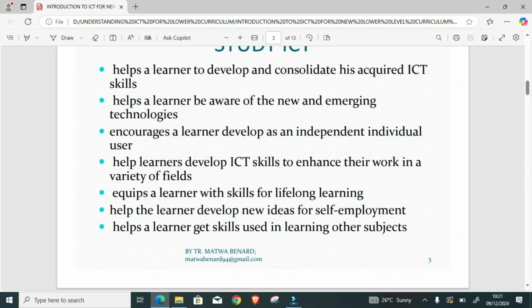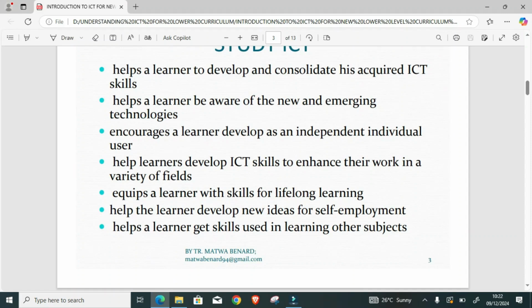Another one, it encourages the learner to develop as an independent individual user, to make a learner confident to use the ICT tools, not the kind of learner who sits back and waits for someone to say do this, do this. With time, we're going to be doing practicals, and we are going to see, if it means sitting side by side, you see the video, we have done this, you do this, that's okay. It's all about equipping a learner with the required skills or information, and that learner develops from it.